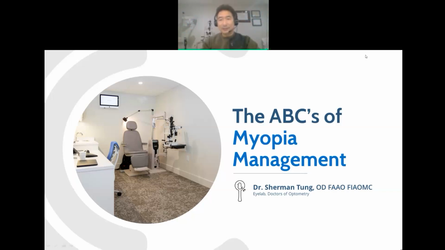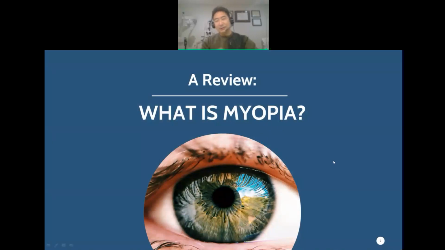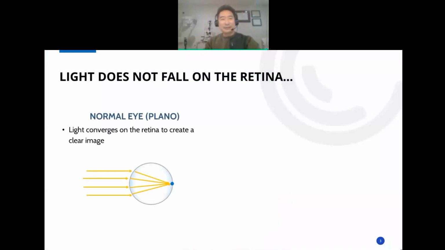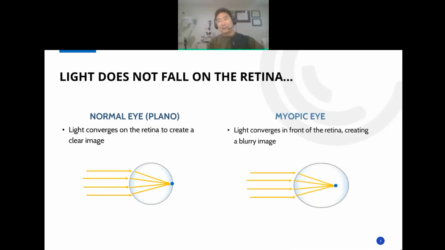So I'm just going to go to my next slide. Okay. There we go. So just the basics: what is myopia? In the normal eye, all the light converges onto the retina, onto the macula, and it gives you a clear image. For a myopic eye, the eyeball is a little bit longer, so all the light converges in front of the retina, creating a blurry image. That's pretty much the fundamental of what myopia is.